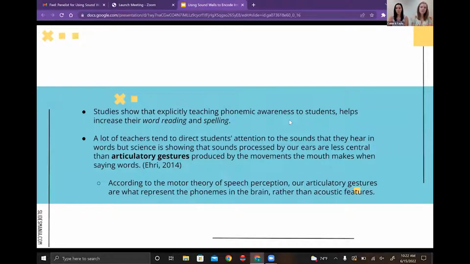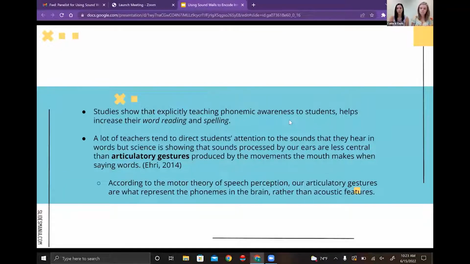Explicit teaching strategies: a lot of teachers tend to direct students' attention to the sounds that they hear in words, but science is showing that the sounds processed by our ears are less central than articulatory gestures produced by the movements that our mouth makes when we're saying the words. Relating back to our sound walls, the more that we're able to use mirrors to see what our mouths are doing and the airflow is definitely going to help build those connections and make them super strong for students.